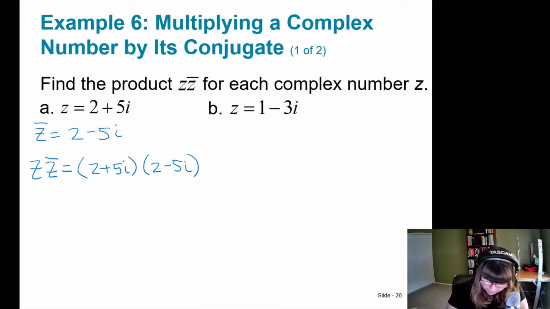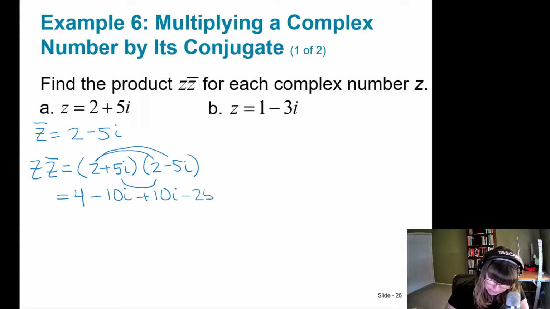I'm going to go ahead and FOIL this guy. 2 times 2 is 4. 2 times -5i is -10i. 5i times 2 is plus 10i. And 5i times -5i is -25i squared. I have that i squared I have to deal with. This is really -1. So a -25 times a -1 is a positive 25.